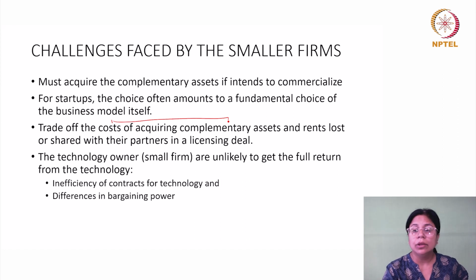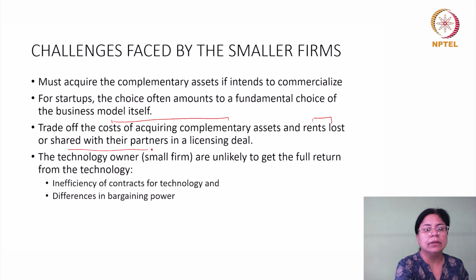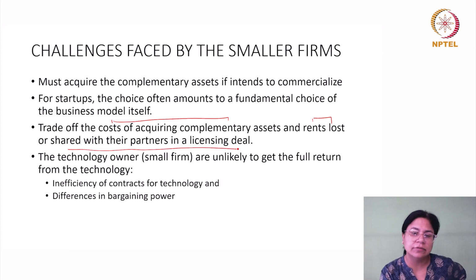Apart from that, rents can be lost or shared with the parent in the licensing deal as such. So once again, the considerations are the same. But what is the difference here? If you think from a smaller firm point of view, the profit dissipation effect is not of a concern, right? So clearly, the focus of the small firms and the factors which will play an important role in the determination of licensing for them are rather different.